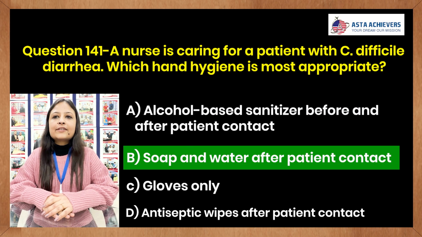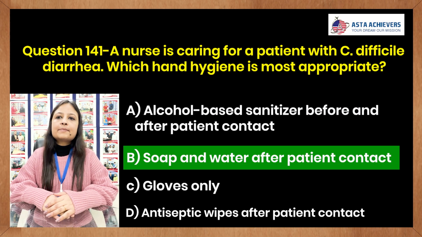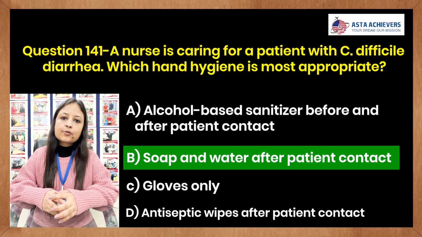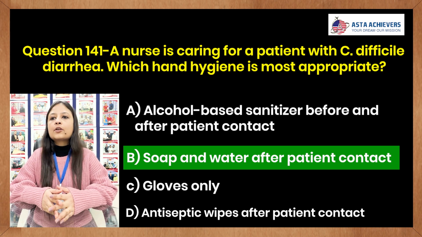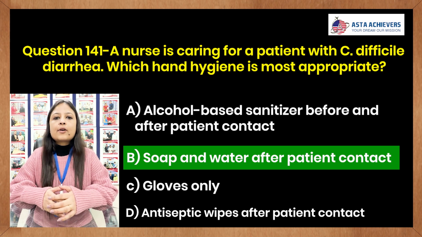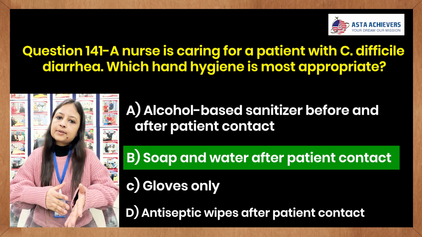Question number 141. A nurse is caring for the patient with C. difficile diarrhea. So which hand hygiene is the most appropriate? Option A, alcohol based sanitizer before and after the patient contact. Option B, soap and water after patient contact. Option C, gloves only. And option D, antiseptic wipes after patient contact.